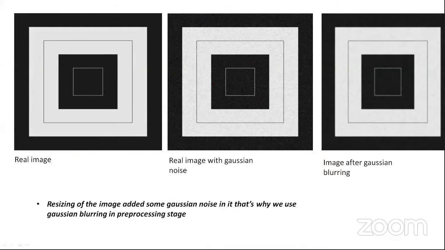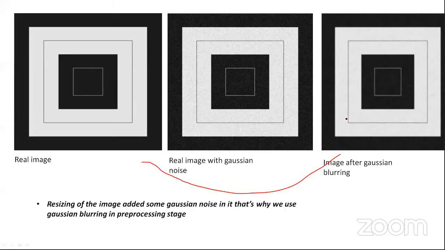This is the real image, guys. Suppose I added some Gaussian noise in it. This is how Gaussian noise looks like. After passing it through Gaussian blurring, you will get this result. Although you can see these both results are not the same.